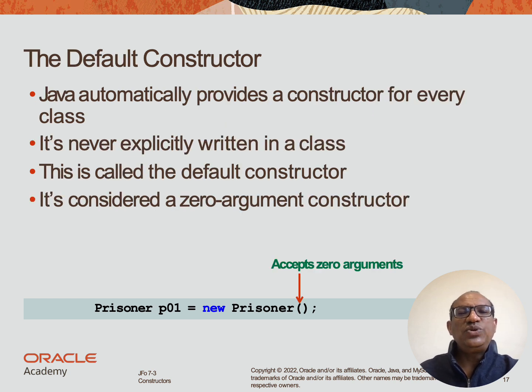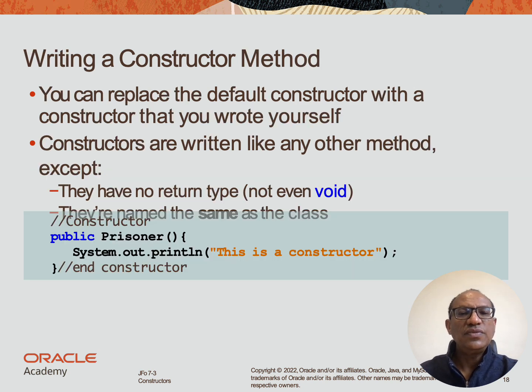And you've been using constructors like this whole time. Prisoner P01 equals new prisoner. That calls the default constructor, which Java provides automatically if you don't write your own. You can replace the default constructor with a constructor that you wrote yourself.